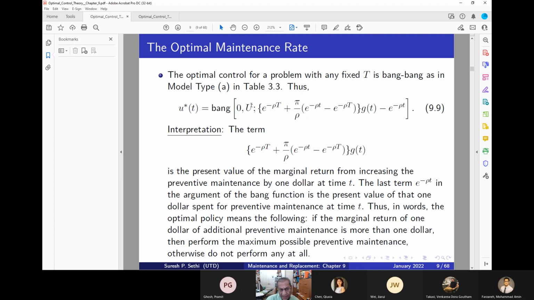Now, that means that there are 3 possible control scenarios. You can have a 0 all the way, which means you don't maintain the machine all the way to T. Or you can have a U all the way, which means we maintain the machine fully all the way to T. Or we can have a U for a while and then 0. If that's the case, then there's a switching point. At the switching point, this will become 0. So if we set that equal to 0, we'll find the switching point.